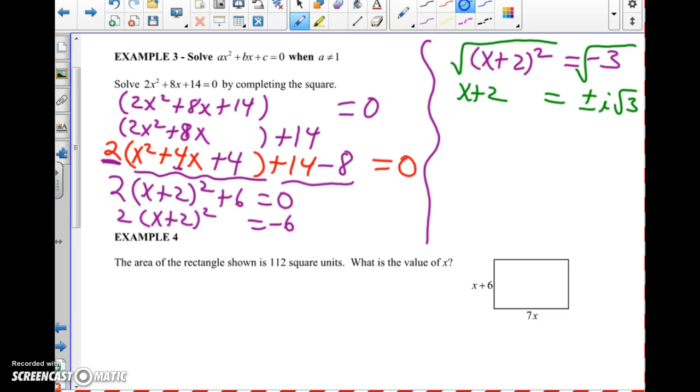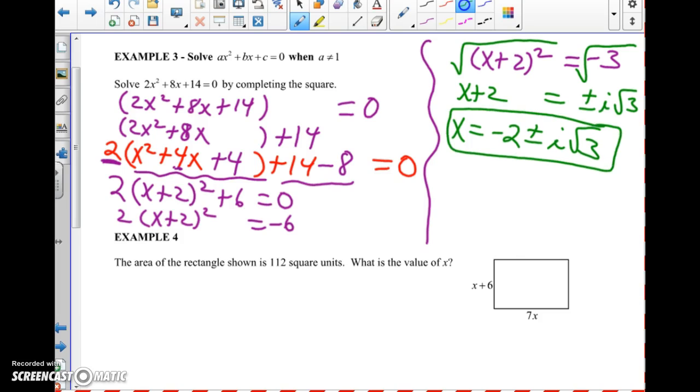Good job. That's the stuff you got to turn into what? The i's, right? Okay, what are you going to do now? Subtract the 2. So you get what? X equals what now? Negative 2 plus or minus I square root 3. There's your answer right there. You got it. There's your answer.